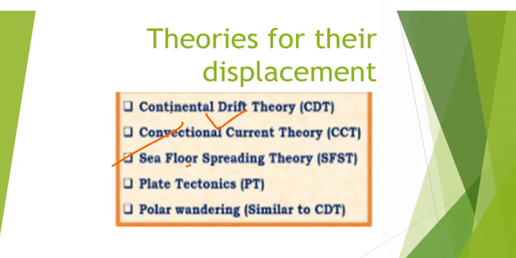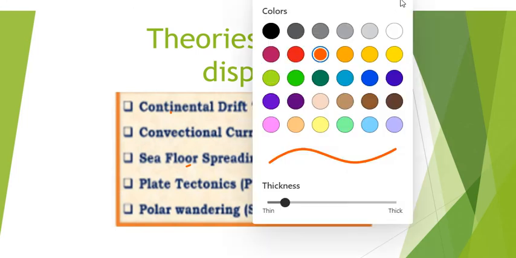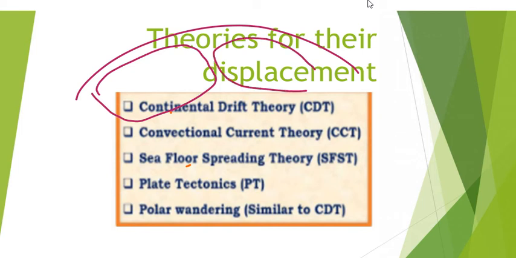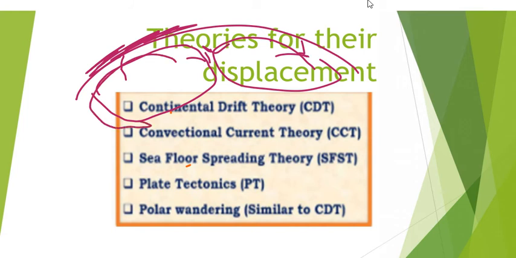Okay, what does this convection current theory say? Nothing complicated. This is the Earth's surface, and this is the asthenosphere in which magma is circulating. This magma movement results in the movement of the surface. That is the meaning behind the convection current theory.